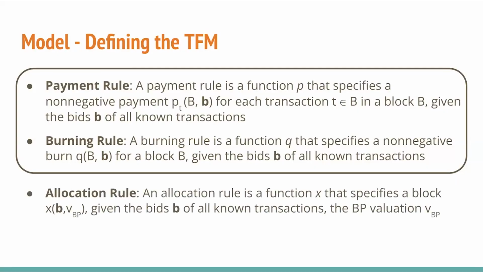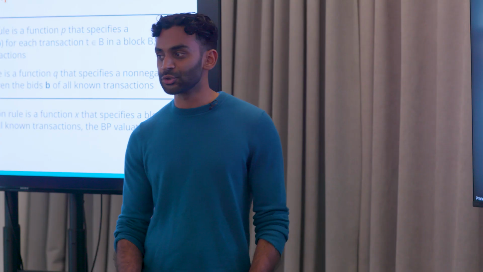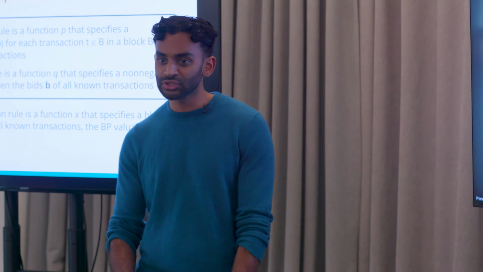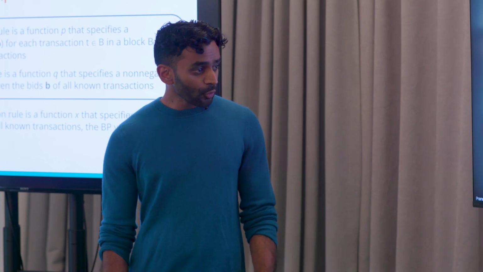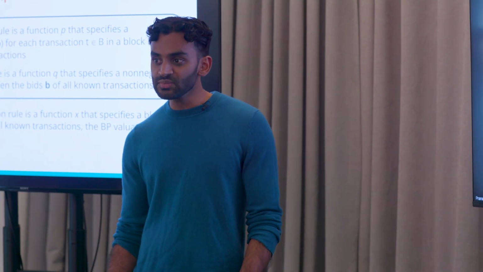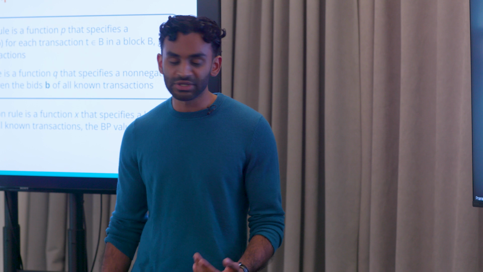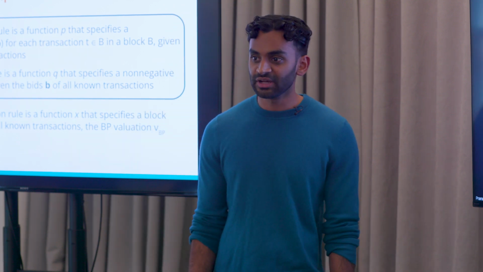And this is basically just a function that specifies, as a function of the bids by the users and the block producer's valuation, what block will actually get chosen. This one isn't actually firmly coded in the protocol. It's up to the block producer to run the allocation rule as a function of the payment and the burning rules. And so we'll basically have to define TFMs where it's in the block producer's interest to follow the allocation rule as set.